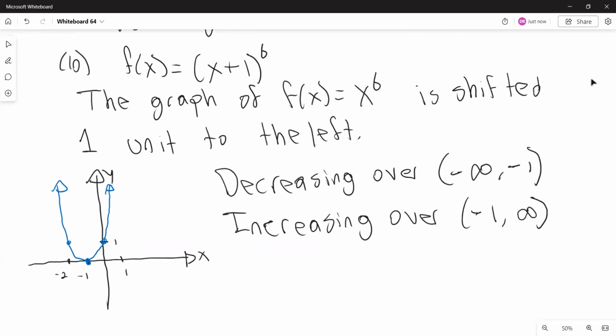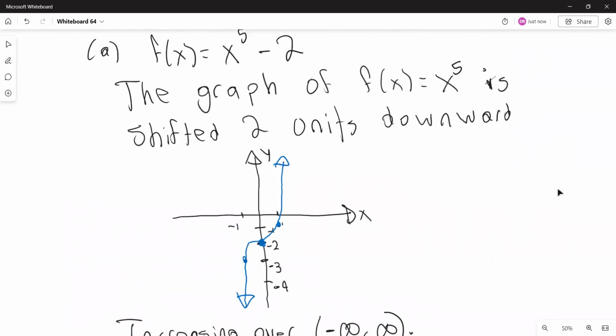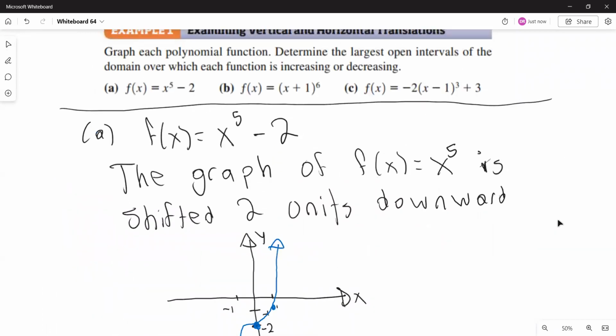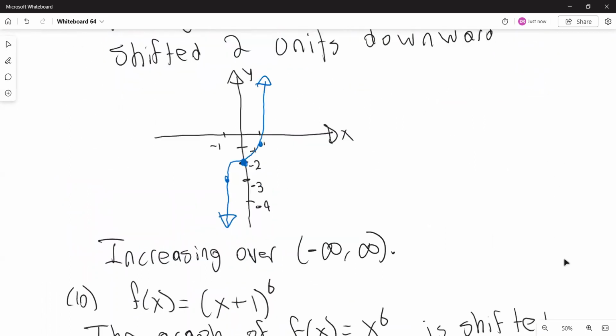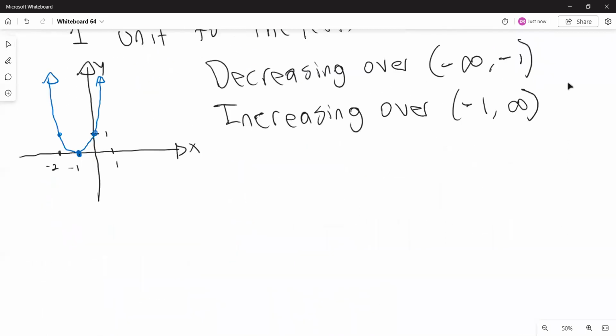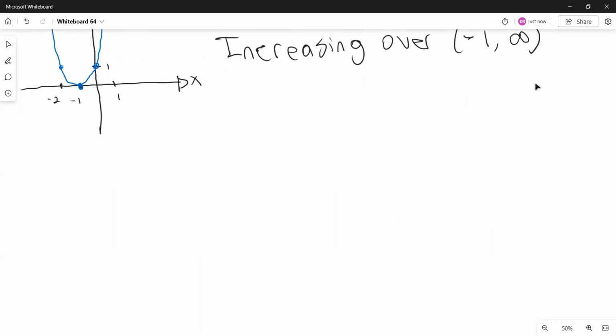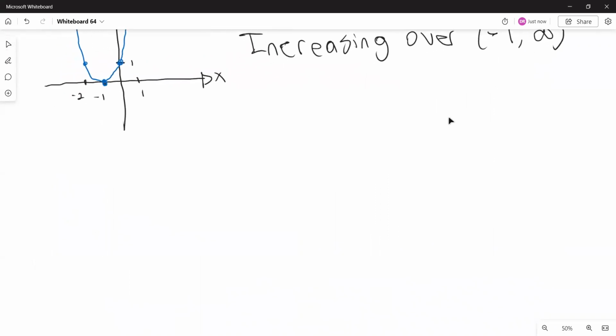And part C. We have this function, and we're going to describe the transformations and determine the largest open interval of the domain over which the function is increasing or decreasing. So in part C, the function is -2 times x minus 1 cubed plus 3.